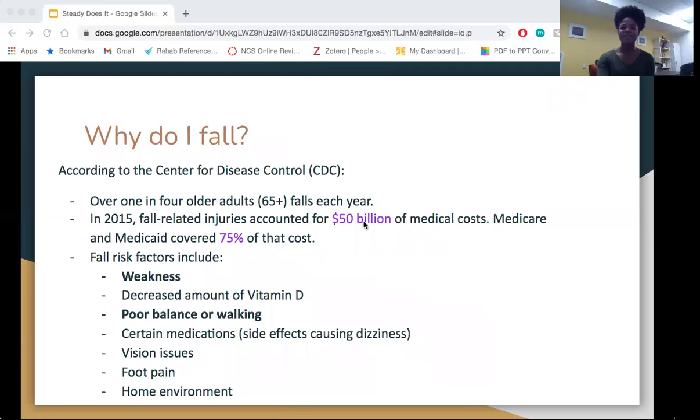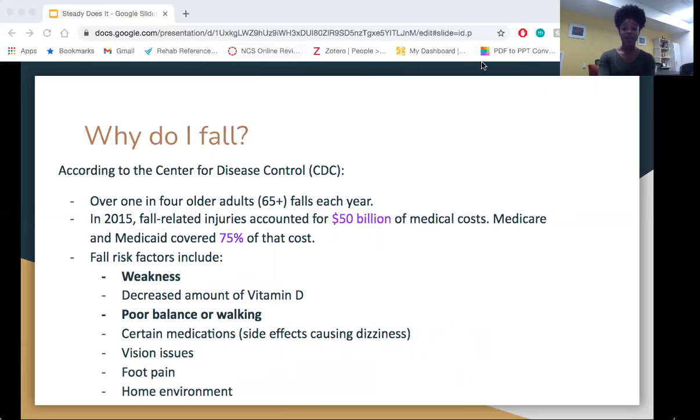So why do I fall? Well, you're really not alone. According to the CDC, over 1 in 4 older adults ages 65 and up falls each year. That is not only costly to the healthcare system, but also affects so many individuals.